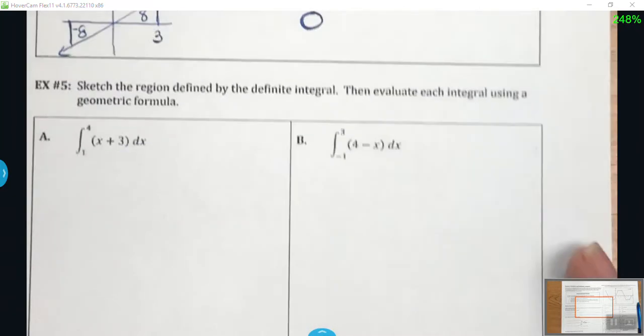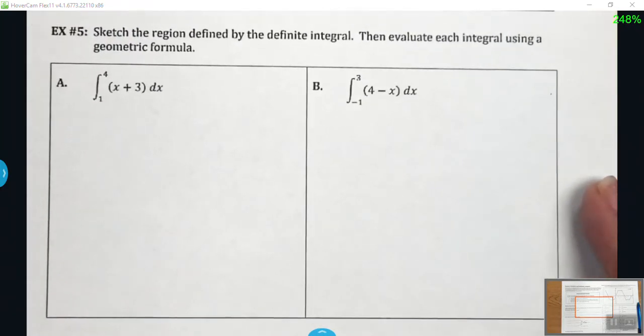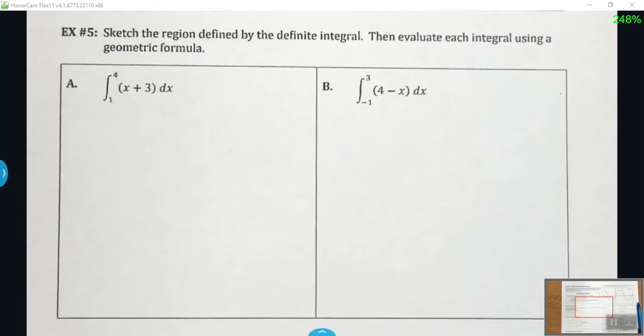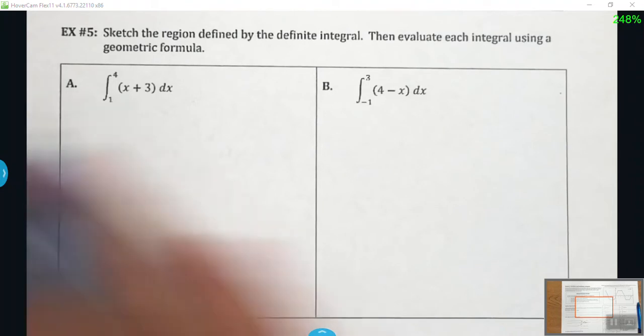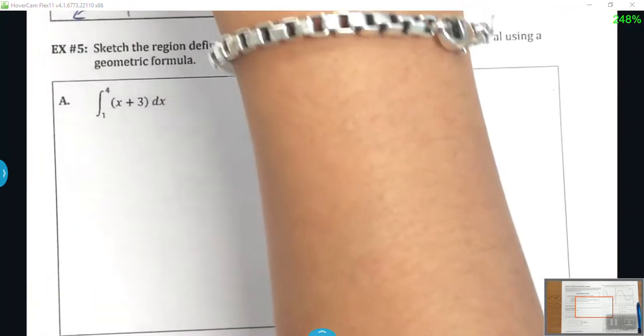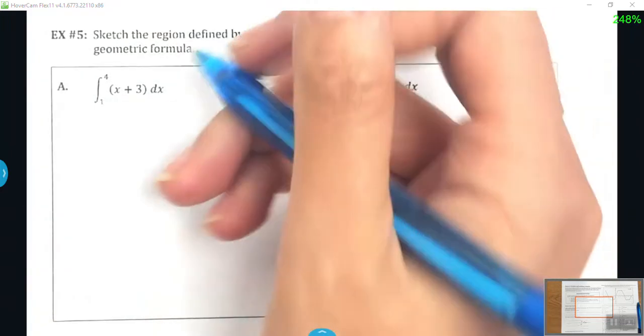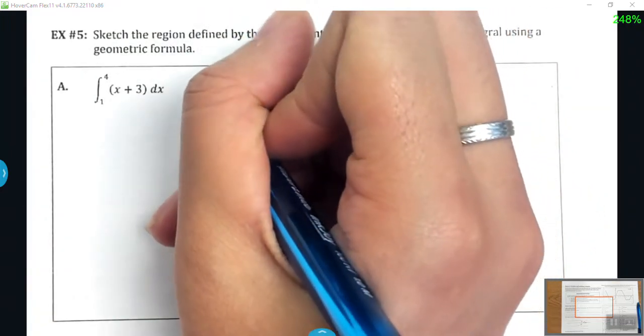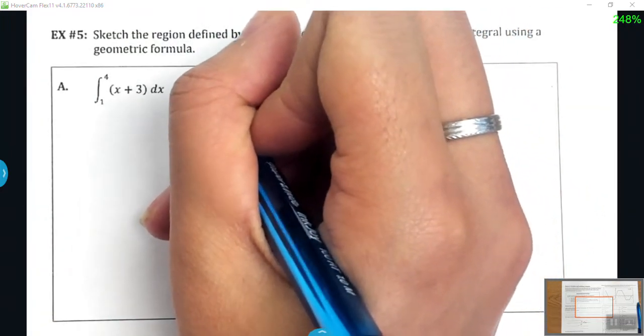Okay, let's do 2 different ways here. Example 5. Sketch the region defined by the definite integral. Then evaluate each using a geometric formula. Okay, so we gotta draw some pictures. X plus 3, that's a line.